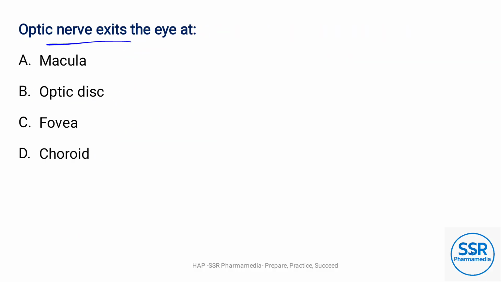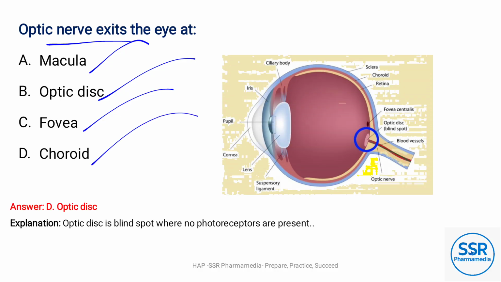The optic nerve exits the eye at: option A, macula; option B, optic disc; option C, fovea; option D, choroid. So the answer is option B, optic disc. The optic disc is the blind spot where no photoreceptors are present. So this part is called the optic disc. Here no photoreceptors are present, so it is called the blind spot.